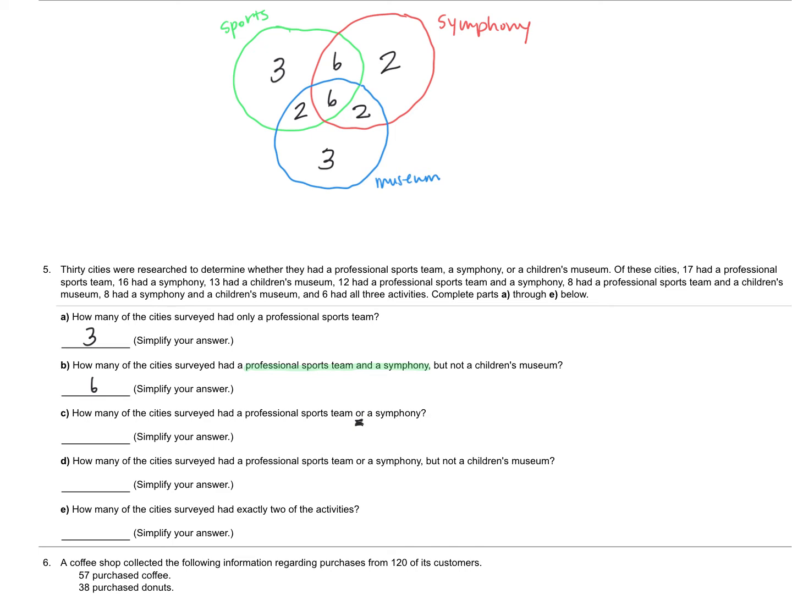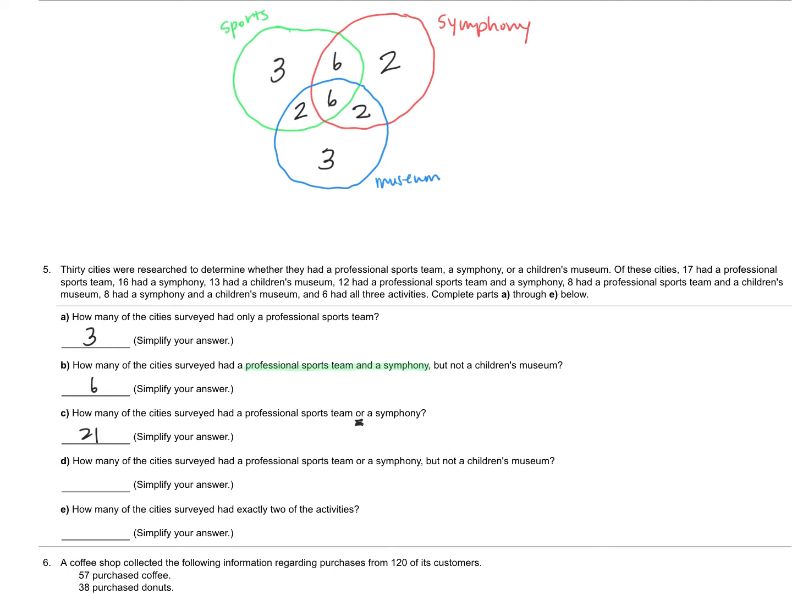So that would be 9 plus 8, 17, plus 4 is 21. So that means there would be 21 cities that have both a professional sports, or not both, sorry, that's wrong, right? Not both. They have a professional sports team or a symphony. They have one or the other or both.